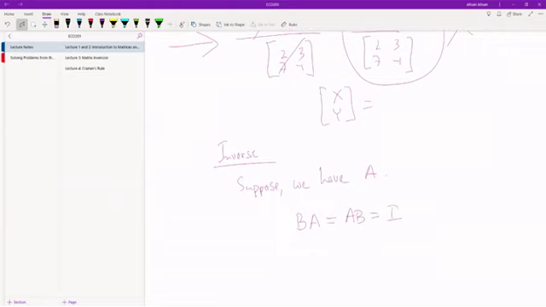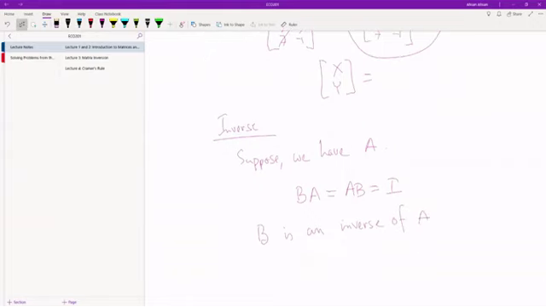So if we have this, then what we say is that B is an inverse of A. So basically, whenever we pre-multiply or post-multiply A with B, we get the identity matrix. And the same is true for B as well. Whenever we pre-multiply or post-multiply B with A, we get the identity matrix.